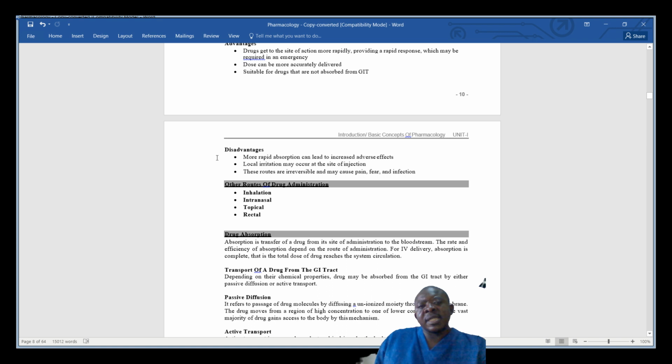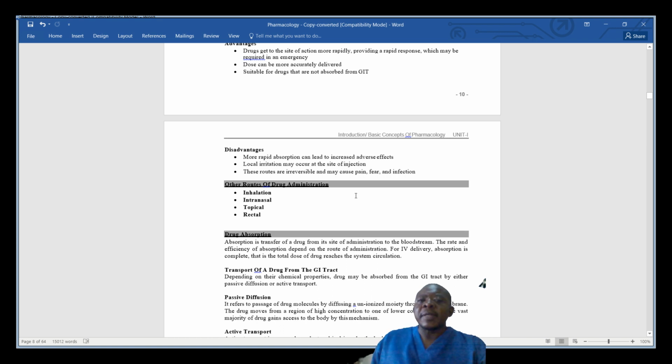It is very difficult to reverse a reaction or adverse reaction when you're giving the drug intravenously because it is readily available within the blood. So it becomes very difficult to reverse the effects of the drug within a short period of time in order to save the life of the patient. Those are some of the disadvantages of giving drugs parenterally.